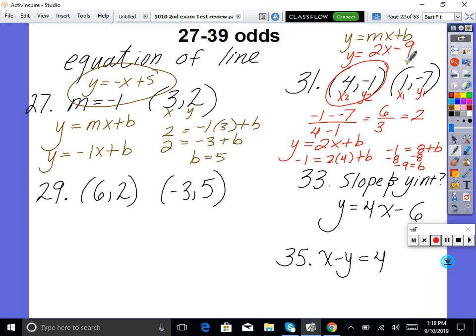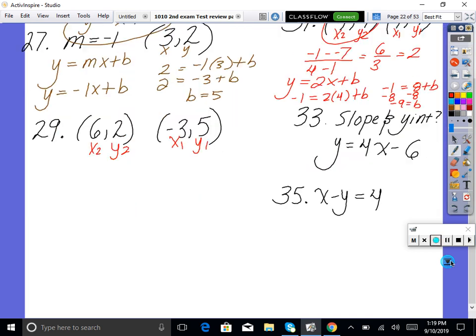So same idea for 29 as 31. Make sure that you would call this your first point, x1, y1, x2, y2. Find the slope, plug in an xy point. Okay, so I'm not going to do that one. It's too similar to 31.